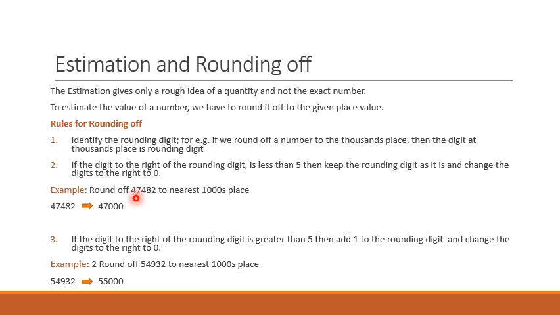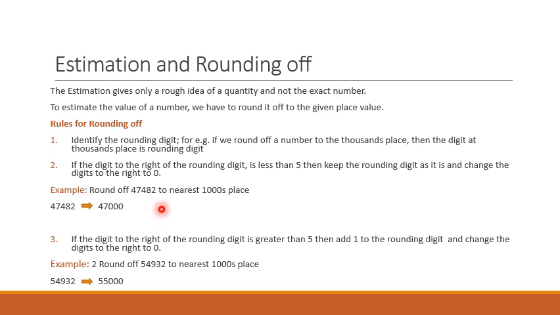Now let's move to how to round off. If the digit to the right of the rounding digit is less than 5, so this is my rounding digit, and what is to its right? It's 4. So 4, it is less than 5. So I keep the rounding digit as it is and change the remaining digits to the right to 0. See here. Here the rounding digit is 7. Next digit is 4, which is less than 5. So I keep the rounding digit as it is. So here 7 is kept as it is and remaining digits after 7 are changed to 0. In this way we round off any given number.